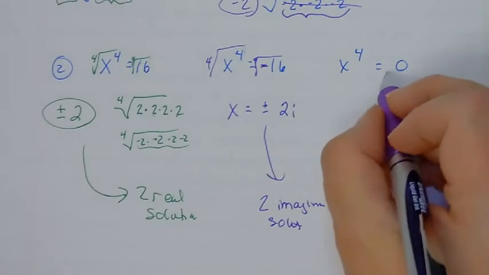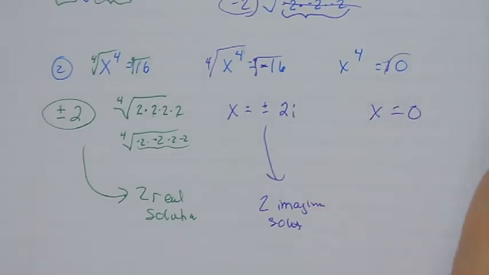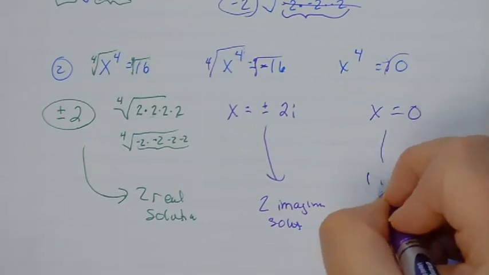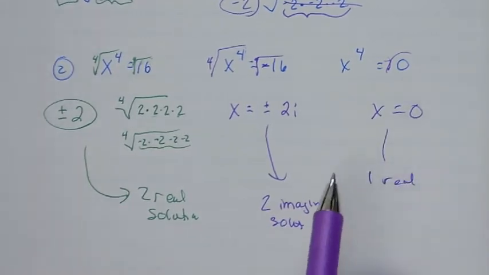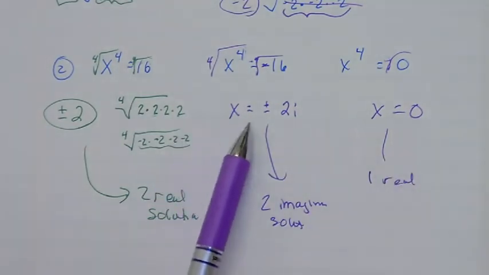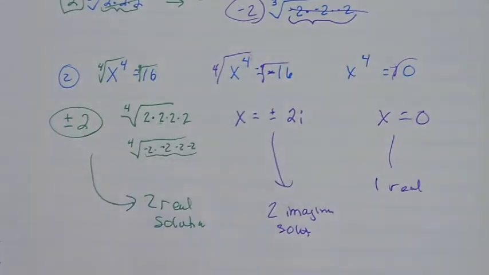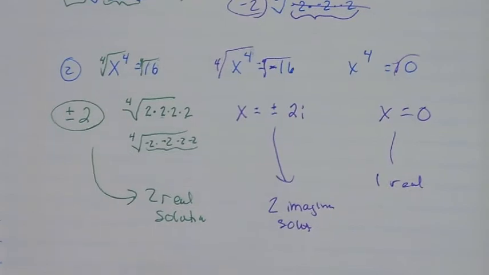What about if it's 0? What's the 4th root of 0? X would have to be 0. So we could have one real solution. So when it's even, we could have one real solution and it be 0, we could have two imaginary solutions, or we could have two real solutions. And that's whenever you have an even power. Let's do a few examples.